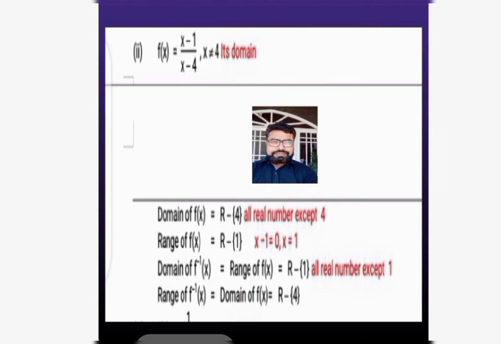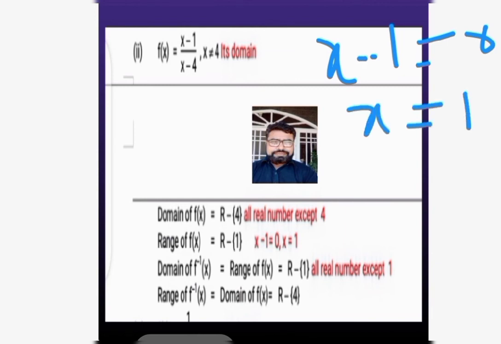We have to remember this value. This value is not a range. If we put x minus 1 equal to 0, the answer will be 1. This is not a range. So we write R minus 1 because this is not in the range. So it is all real numbers except x equal to 1. We have subtracted 1 from the real numbers. It is the range.